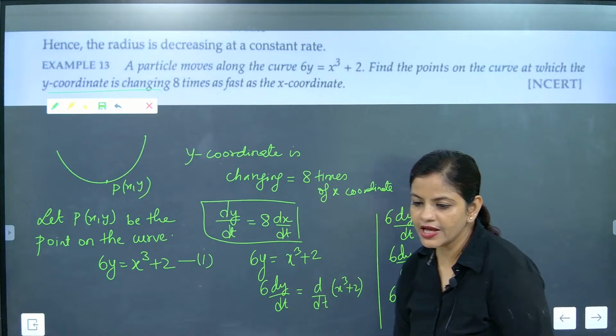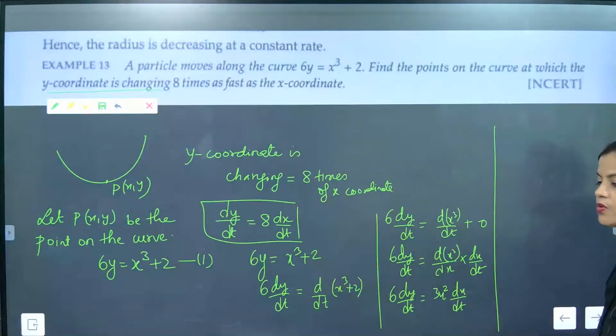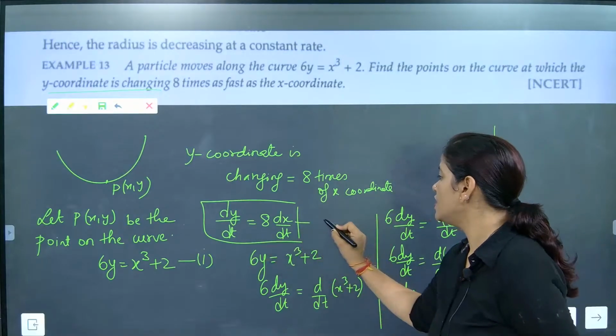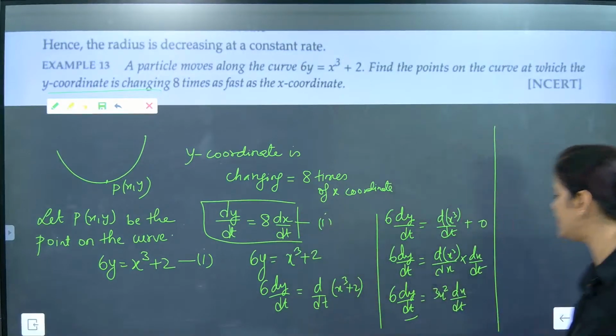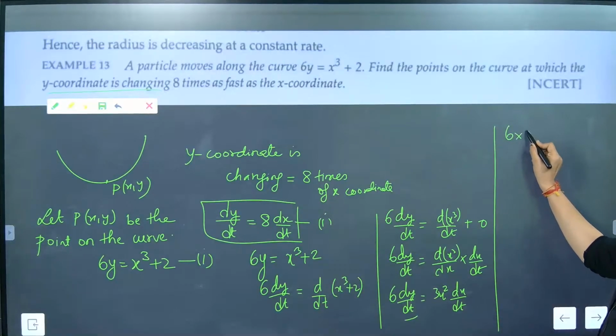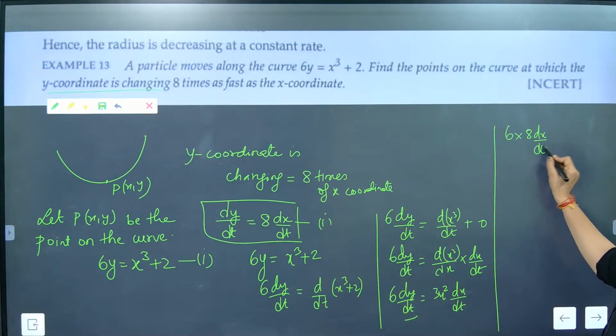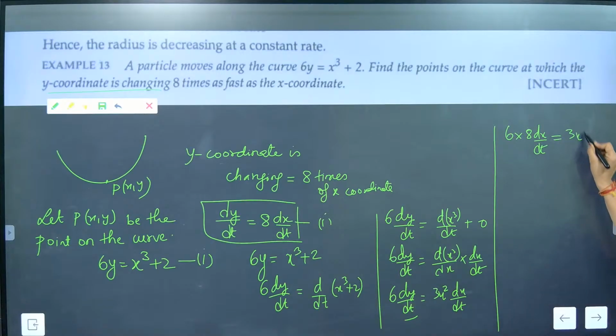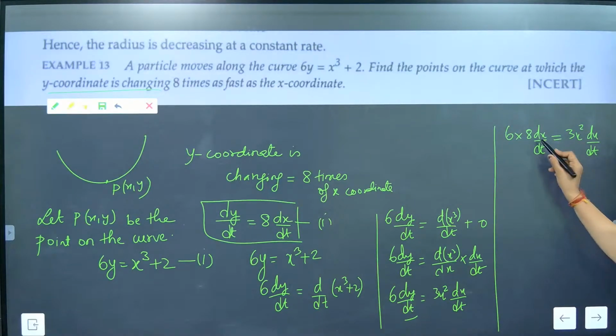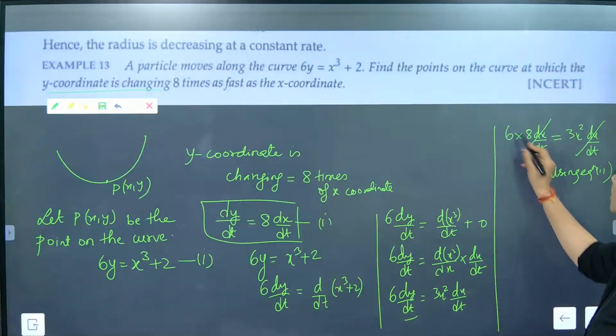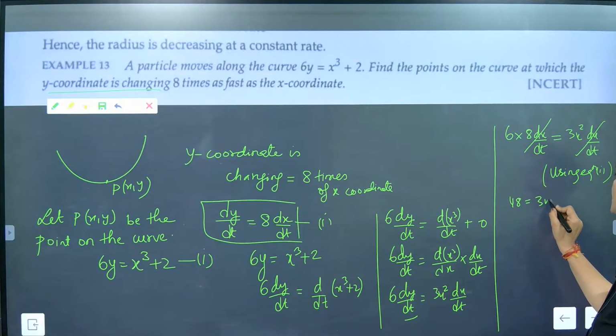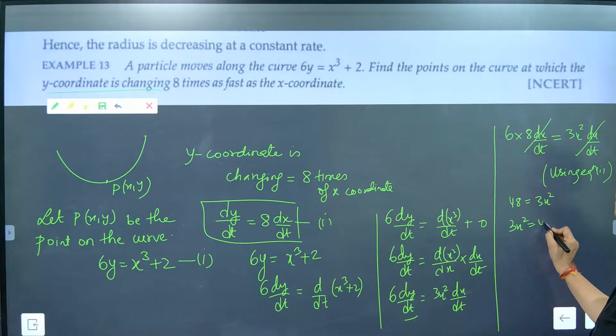Till here we have already written, beta. Now we write the dy by dt value, because it is already given as 8 times dx by dt. We will substitute, so 6 into 8 times dx by dt using equation 1, and here it will be 3x square dx by dt. So we are using equation 1 and solving this part. dx by dt and dx by dt will get cancelled. Now what is coming? 6 into 8 is 48, equal to 3x square. So 3x square is equal to 48 means x square is equal to 48 by 3.